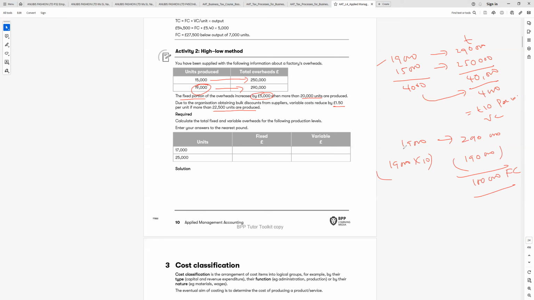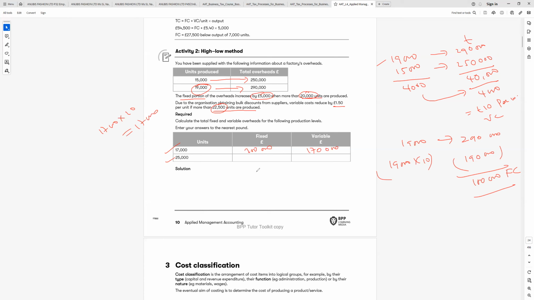Now, our question is what they're saying. They're asking what happens if we make 17,000 units, and what happens if we make 25,000 units. If we make 17,000 units, that doesn't make any difference, because the fixed cost will only increase if we make more than 20,000 units, and the variable cost will only decrease if I make more than 22,500 units. So 17,000 will not give us any advantage. For 17,000, fixed cost remains 100,000. And the variable cost is very simple: 17,000 times 10 per unit, that will be 170,000. That we have calculated before, variable cost per unit.